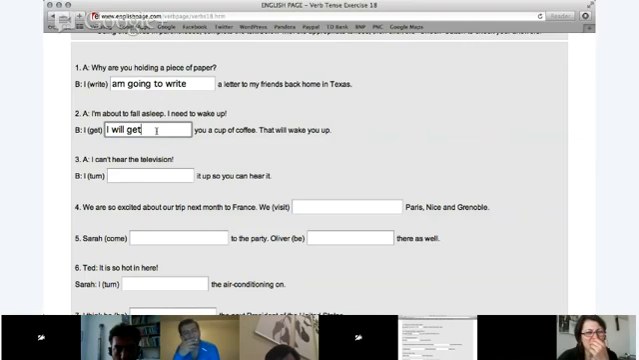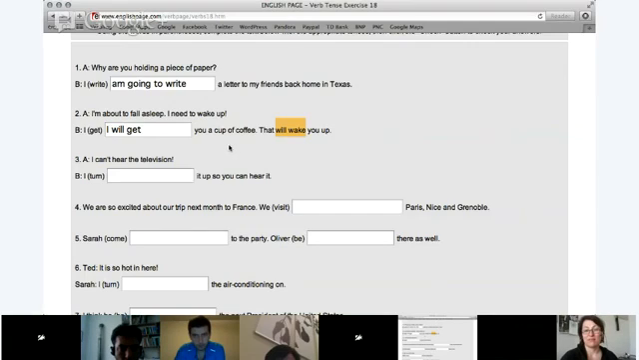Okay. So I will get you a cup of coffee. That will wake you up. And we also know that because if we take a look at the end of the exercise right here, most likely we have to parallel it. So the structure they use here, we can use a parallel. But I'm going to get you a cup of coffee is also grammatically correct. Just in this exercise, we see the second sentence, that will wake you up. All right. Okay.